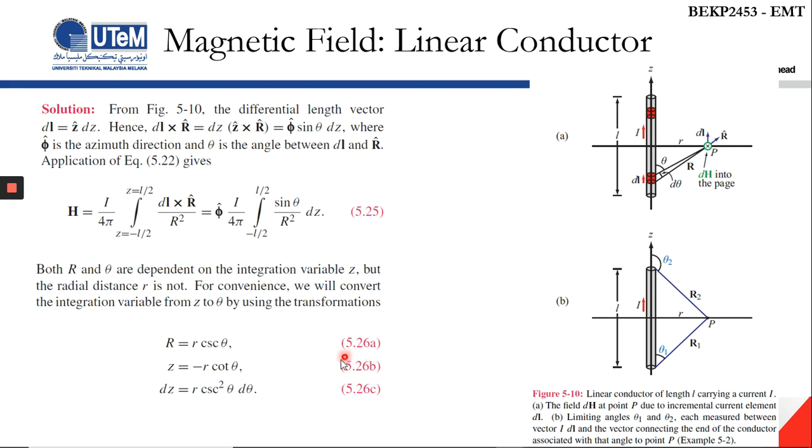But how do you derive them? Let me show you one by one. First, let's look at R: capital R equals small r cosecant theta. How is this derived? We know sine theta is equal to r over capital R, so sine theta is opposite divided by hypotenuse. The opposite is small r, and the hypotenuse is the magnitude here, capital R. So we rearrange and get capital R equals small r divided by sine theta. And since 1 over sine theta equals cosecant theta, we get capital R equals small r cosecant theta. This is how we derive the first part.